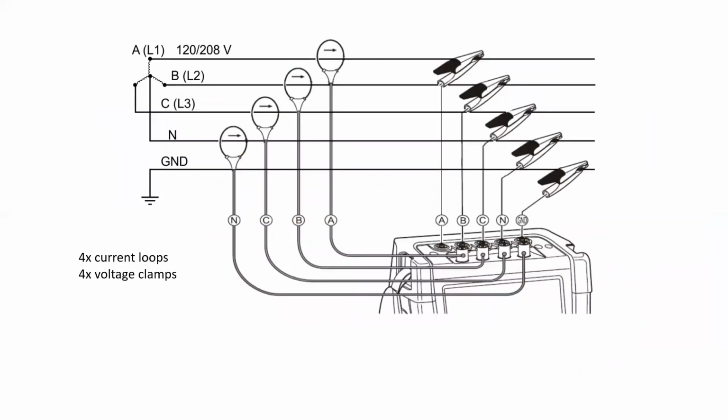A typical PQA comes with 4 current loops or current clamps and 4 voltage probes or voltage clamps. And in this way, it acts as 4 simultaneous current and voltage meters and is able to monitor and calculate every known value for the circuit.